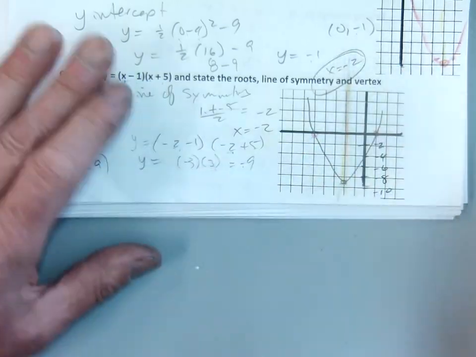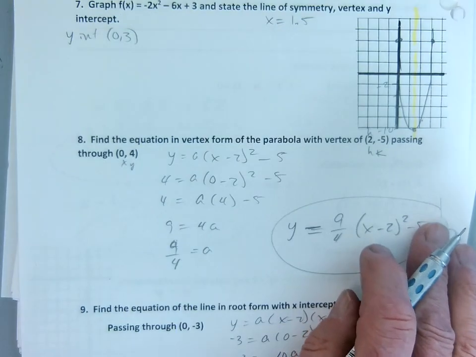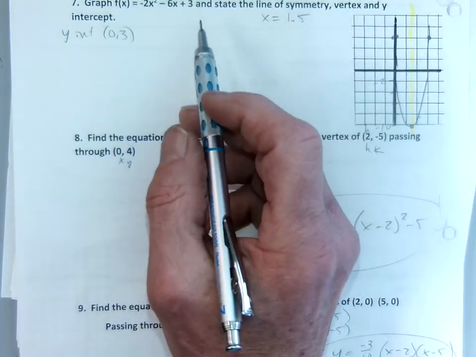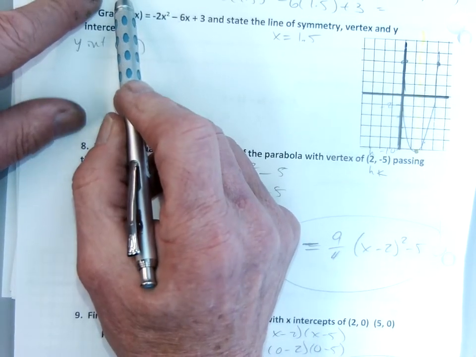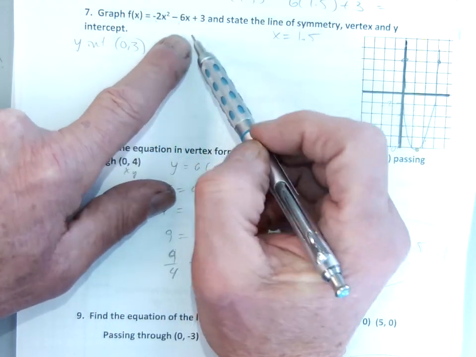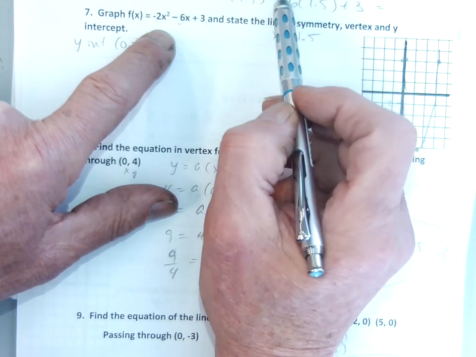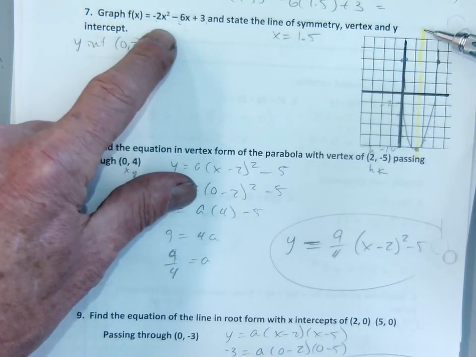Okay? Now, on the back side, it's in general form or standard form, so I need to use my negative b over 2a first. So I use my negative b over 2a. There's my a, b, c. So negative b over 2a is a negative 6 over 2 times negative 2, which is 6/4 or 1.5. So my line of symmetry is at 1.5.